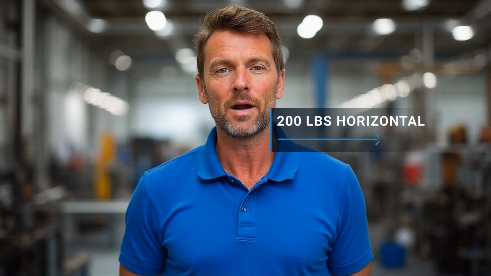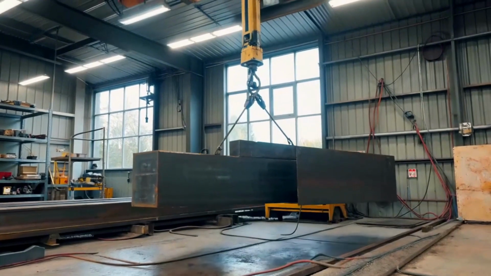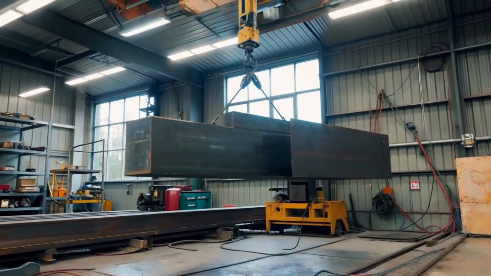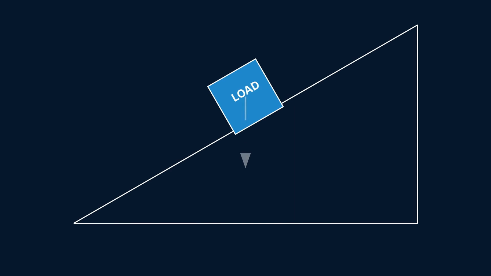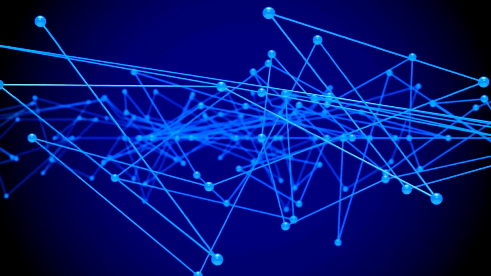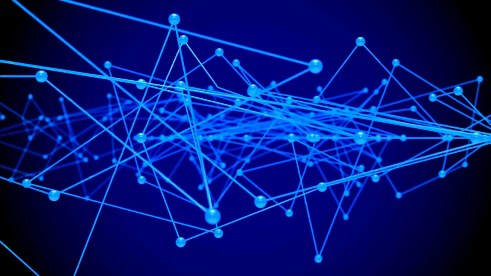Think about it. Moving 200 pounds horizontally takes one amount of force. Lifting it straight up? That's fighting gravity head-on. But push that same load up a 30-degree ramp, and suddenly you're dealing with force vectors, friction coefficients, and geometric relationships that can make your head spin.